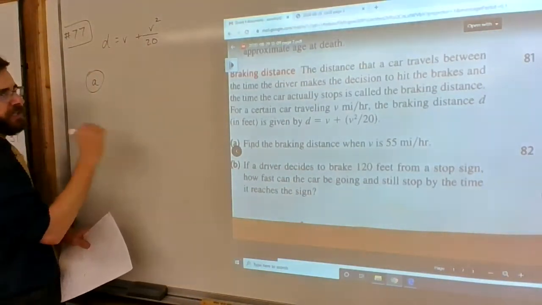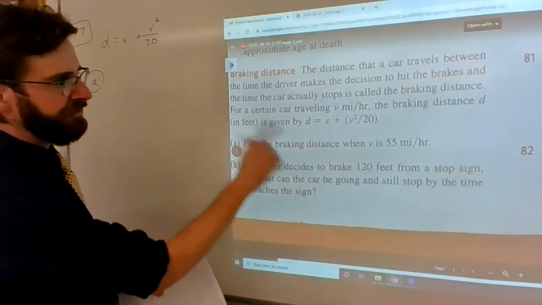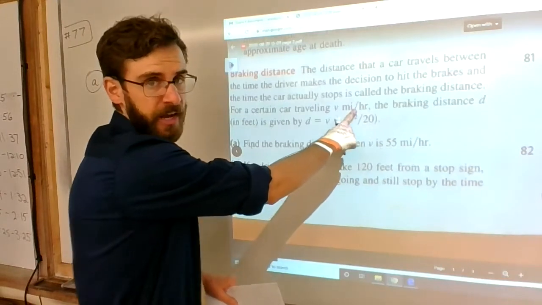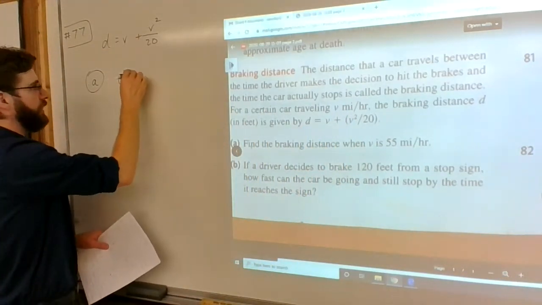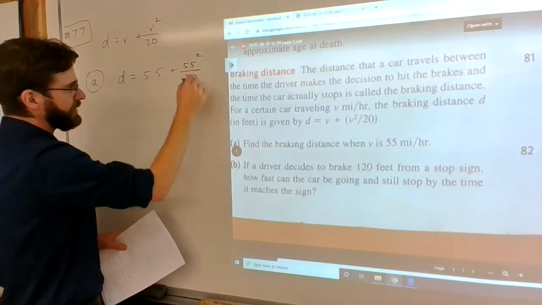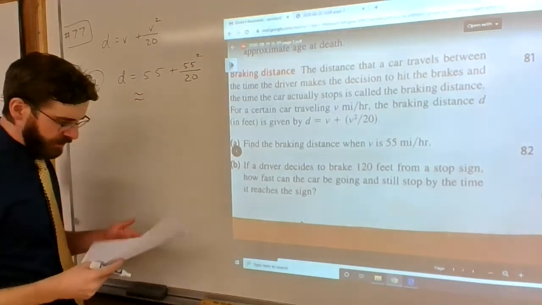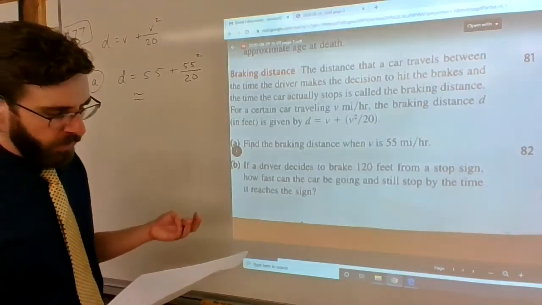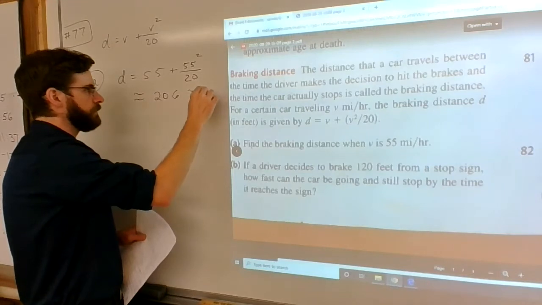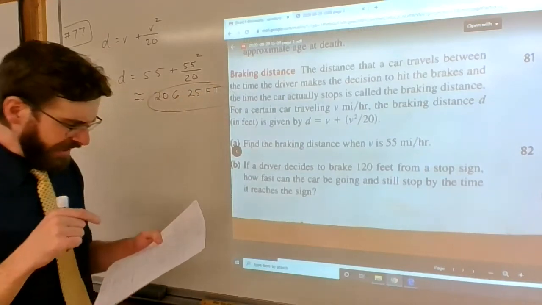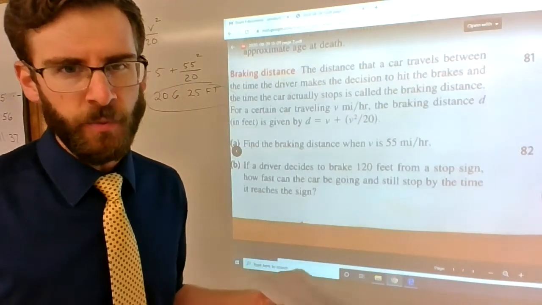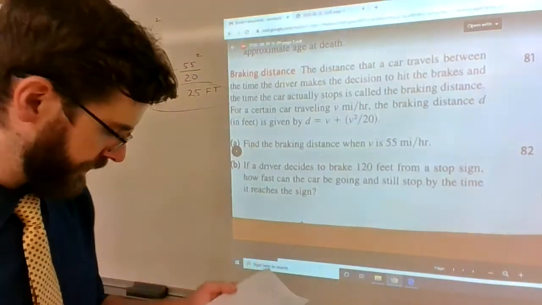So part A is really straightforward. They're saying let v be 55 miles an hour. It matches the units given to us in the directions. So it's kind of like, all right, plug 55 in here, 55 in there, square it, divide it by 20, approximate, and you get 206.25 feet. I didn't indicate that it was exactly 206.25 feet, although I have a feeling that it very well might be. It probably is.